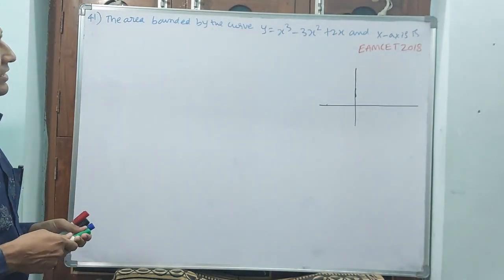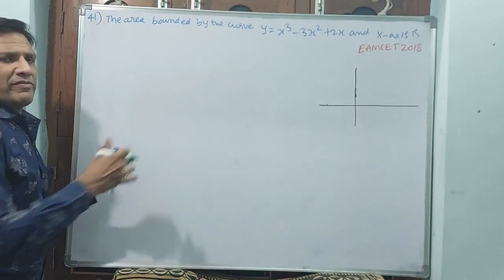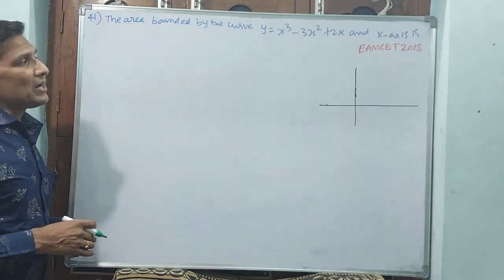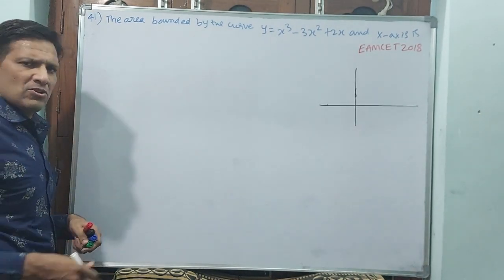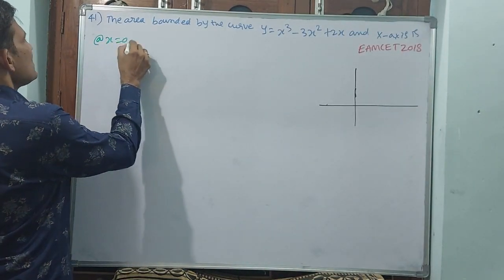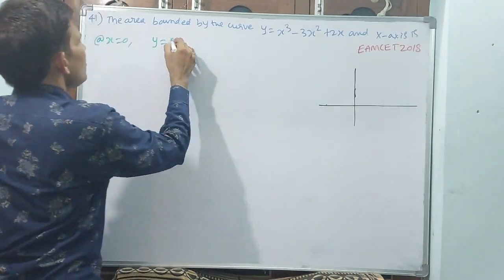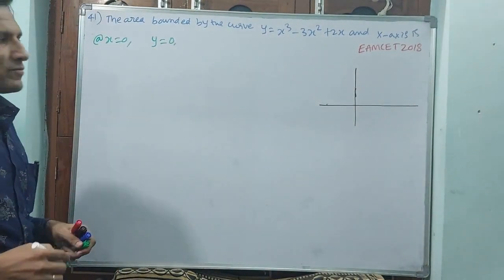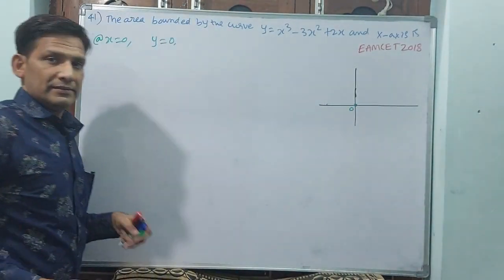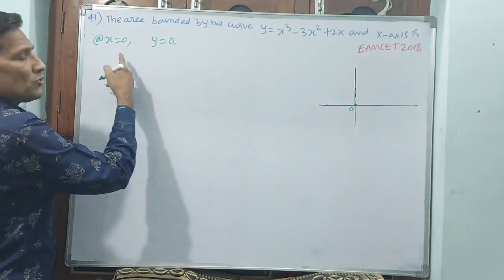Now you see, the curve they have given. They have not given how you are going to find the limits. How are you going to find them? Here the logic is you take x is equal to 0 and y is equal to 0. See, at x is equal to 0, y is equal to 0. That means one point is there, the origin (0, 0).